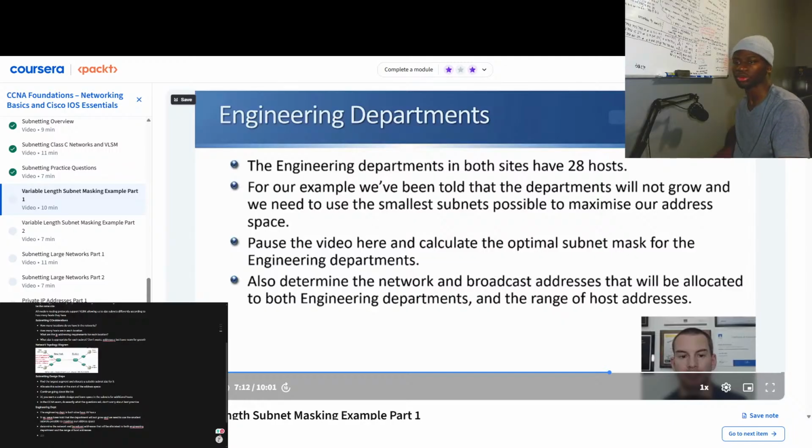We're told that the department will not grow and we need to use the smallest subnet possible to maximize. So if they want to use the smallest possible, now the question is, will we want to use a public or private?